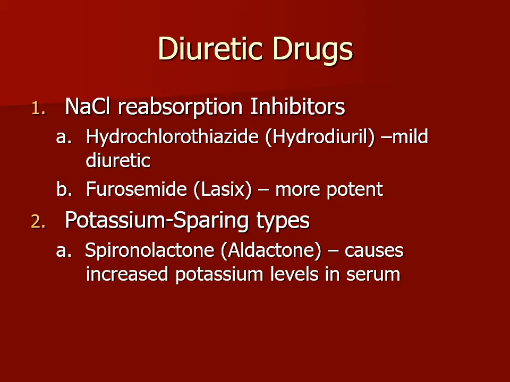Sodium chloride reabsorption inhibitors. You have hydrochlorothiazide, hydrodiuril, which is a mild diuretic, furosemide, Lasix, more potent, and potassium-sparing types, because these first two may cause the loss of potassium. Sometimes with the first two, dietary supplementation of potassium may be necessary, and excessive loss of electrolytes may cause muscle weakness and cardiac arrhythmias, also dry mouth and increase of dental caries.